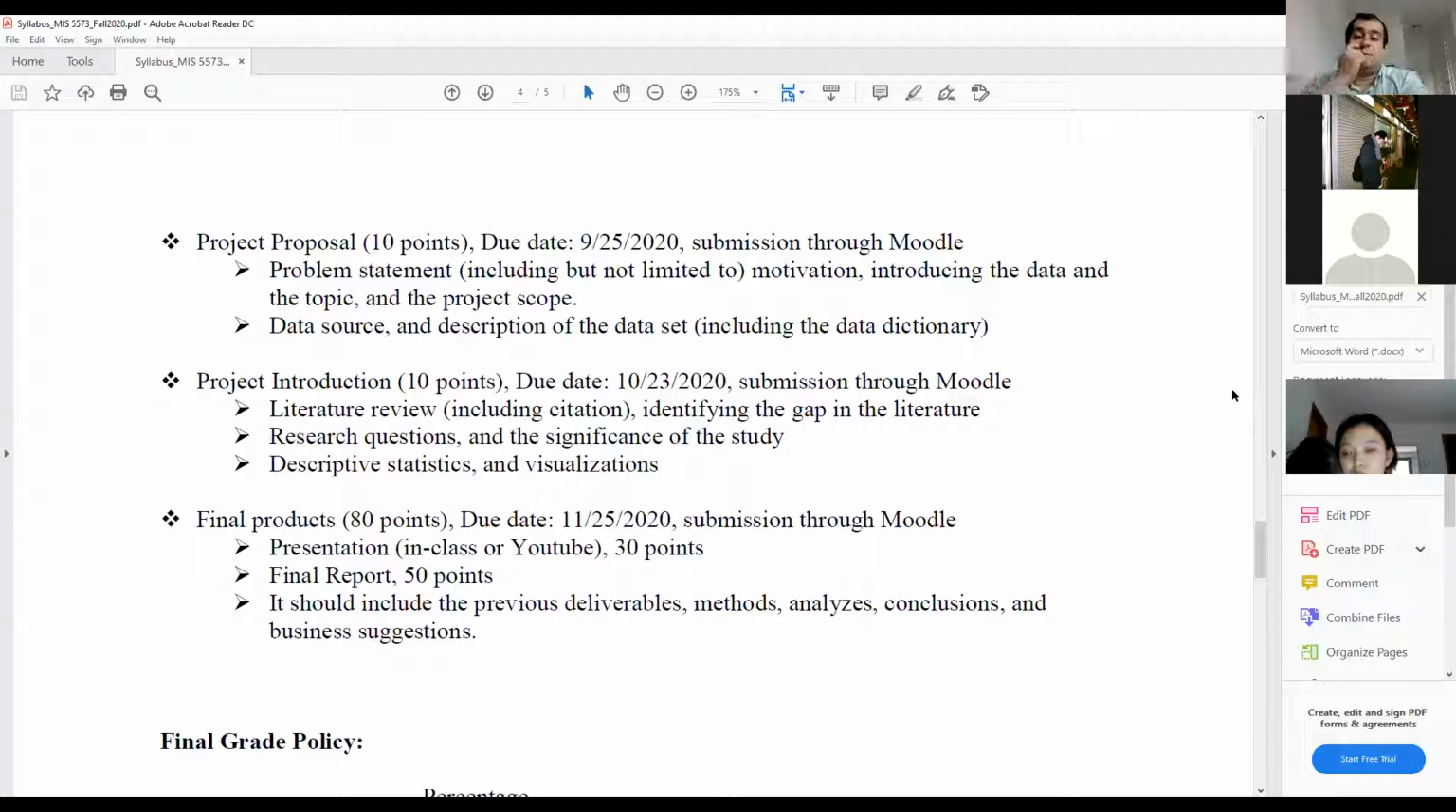Okay, we have 3 project deliveries. First, the project proposal. For the project proposal, you have almost 1 month, and you need to find an issue that you want to use analytic tools to resolve.